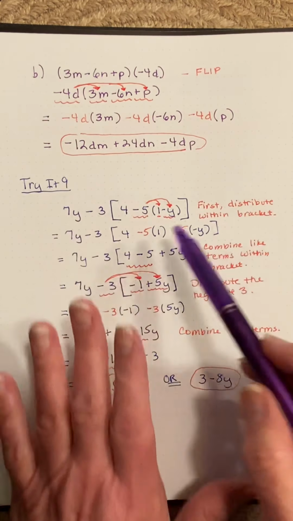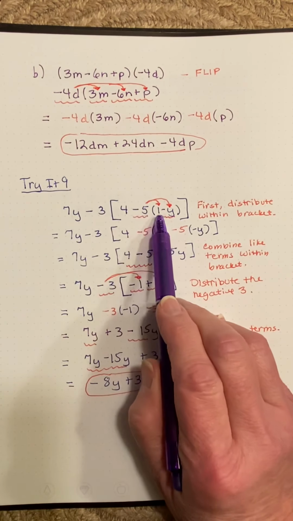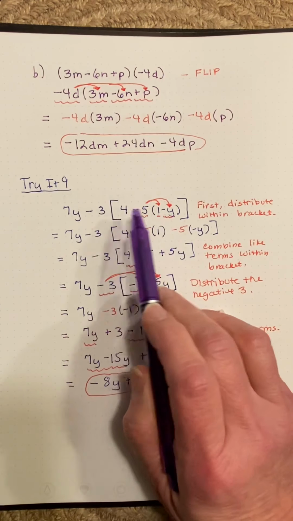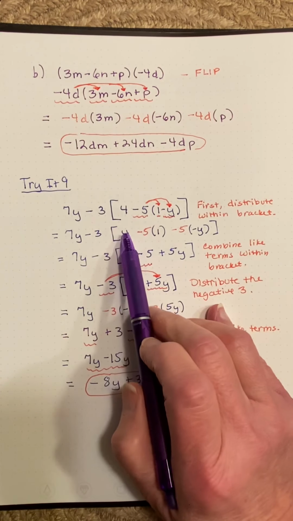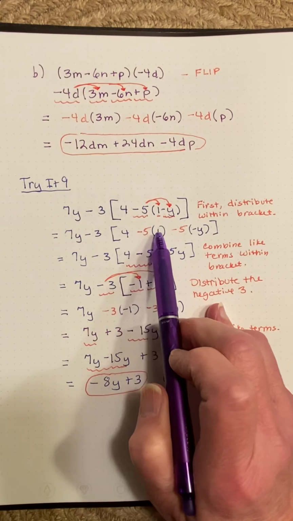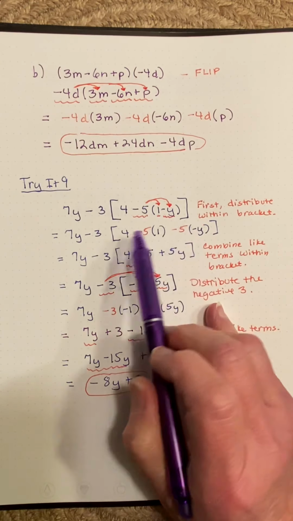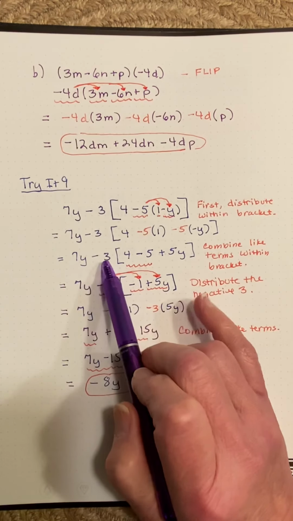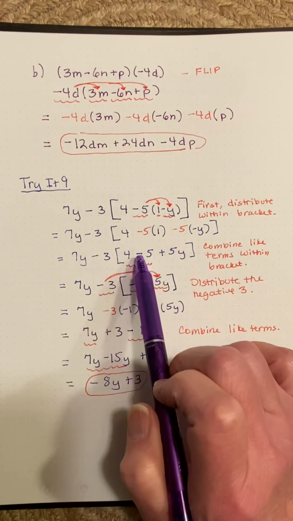So just copy down what you don't need. The first thing I have to distribute is the negative 5 to the positive 1 and the negative 5 to the negative y. So this stays the same, 7y minus 3. Within the bracket, 4 stays the same, positive 4, but now I set it up: negative 5 times 1, negative 5 times negative y. Then I figure out what it is, and I just keep this the same, 7y minus 3, and I end up with 4 minus 5, because negative times a positive is a negative.